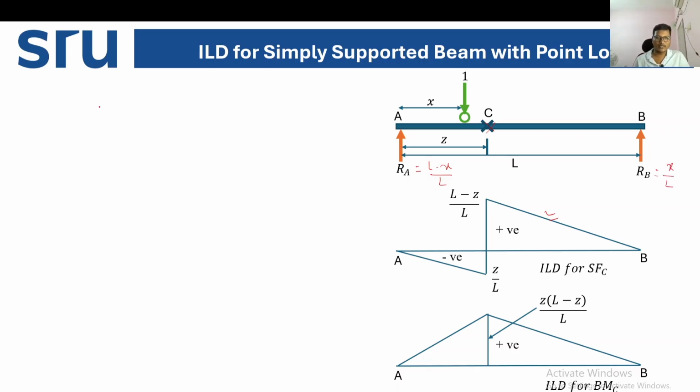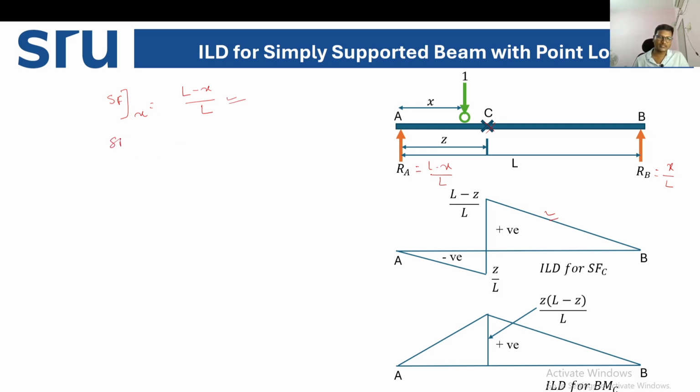Now we'll write the equation for shear force. What will be the shear force at X at this particular position? Now let's say the unit load is at X distance from A. What will be the equation? Shear force at X. How many forces are there? So it will be, let's say, (L minus X) by L, right? Minus, so this is your shear force at X.